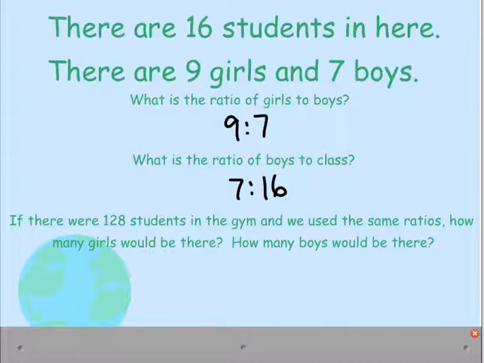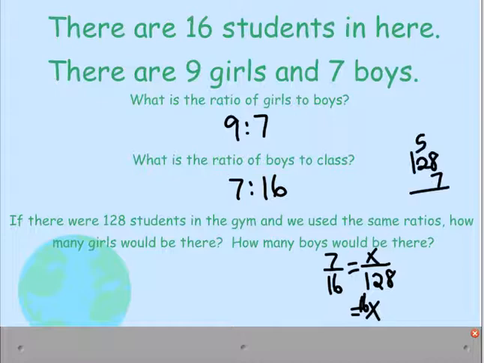Well, we use this idea of, okay, for the boys, we have 7 over 16, 7 to the whole. So we would say, how many boys for 128 students total? And when we do this, we can cross multiply. All right, so we get 16x equals, let's see, 128 times 7. So let me work this out really quick. So we have 896 equals 16x, and we divide by 16. I don't want to bore you by doing the division on the board, 896 divided by 16, we would have 56 boys.